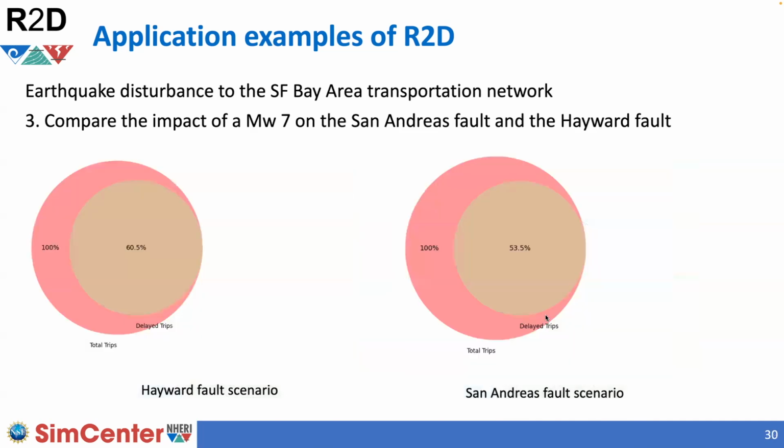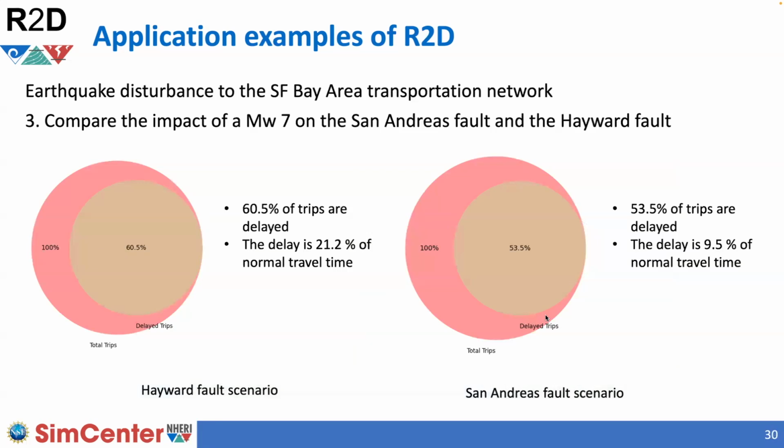And when I look at the statistics, I found that in the Hayward Fault scenario, more trips are delayed, and the average delay time and the average time increase for all the trips is also higher in the Hayward Fault scenario. So in a nutshell, the Hayward Fault caused a bigger impact to the performance of the transportation network in the San Francisco area. And I looked into it and I wondered why.